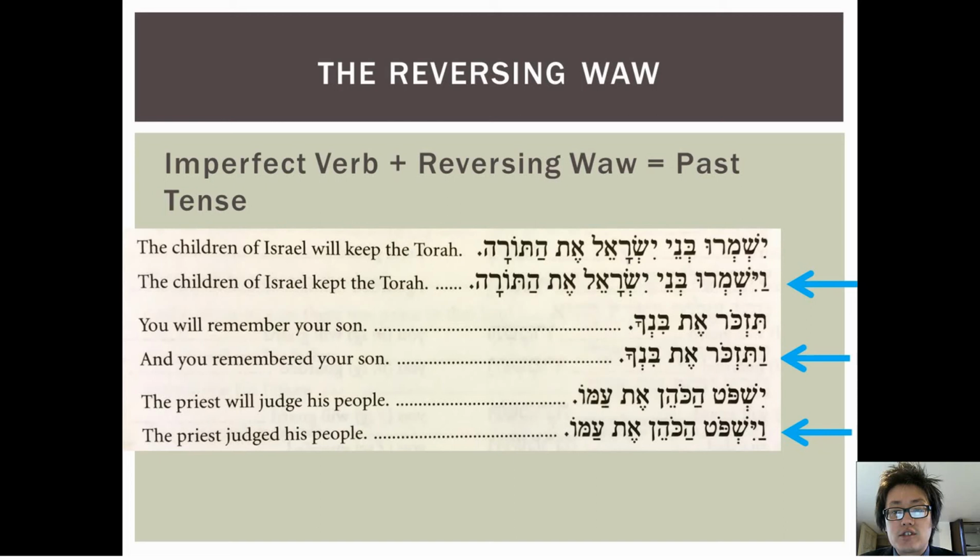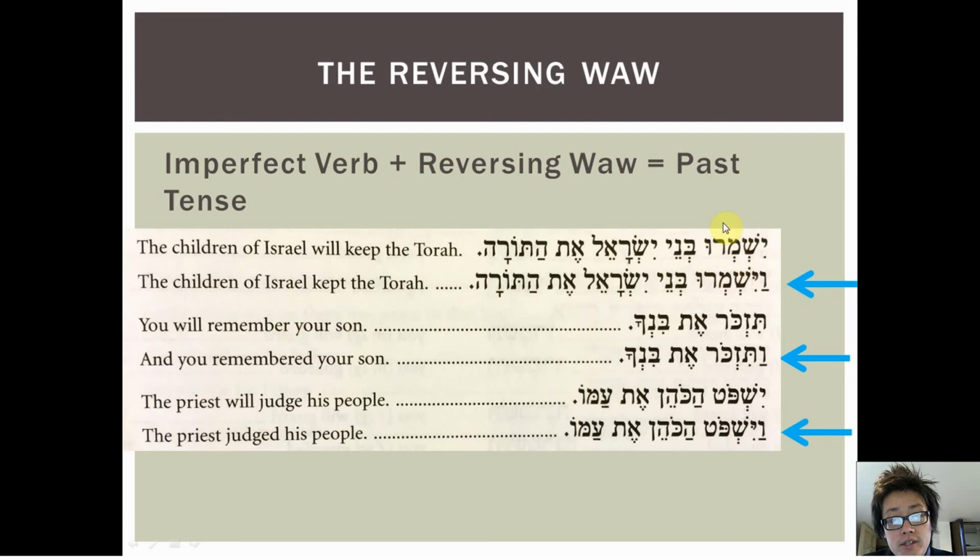So let's look at the first sentence. Yishmeru b'nei Yisrael et haTorah. So this is similar to the sentence we just read above. The Israelites will guard et haTorah. They will keep, that is, the Israelites will keep, or the children of Israel will keep the Torah. Now, what do we do when we throw a reversing vav on it? Vayishmeru, here it is, that's the word, this is the second sentence. Vayishmeru b'nei Yisrael et haTorah.